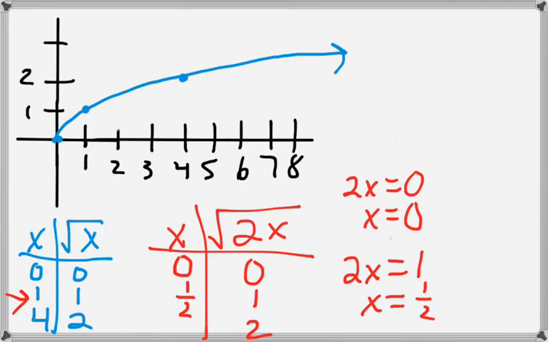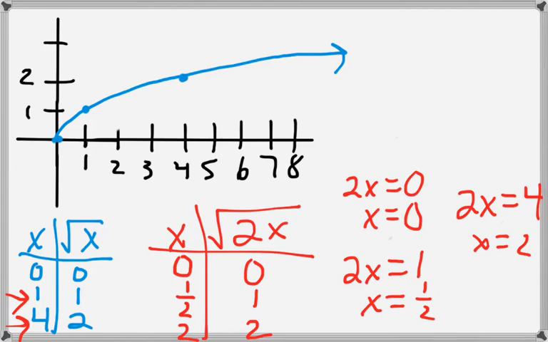And then similarly, to get the last y value, that's a 2, so we took the square root of 4, right? That was our original x value. We still want to take the square root of 4 here, but now that means that 2x has to come out to be 4. And so that would require an x value of 2.